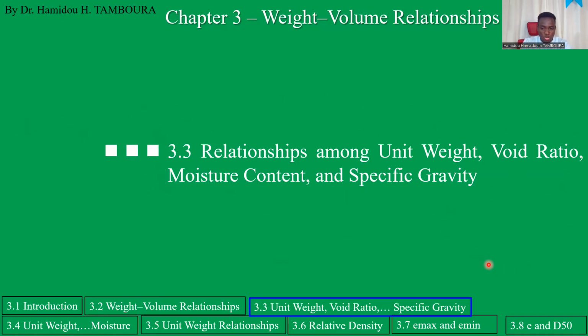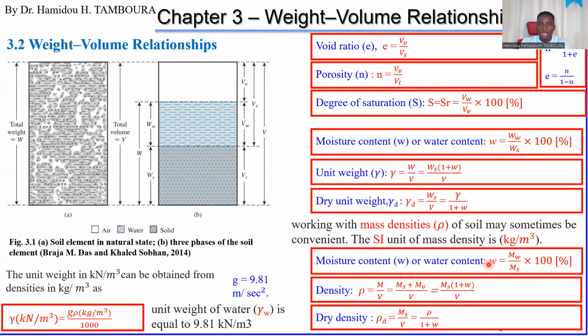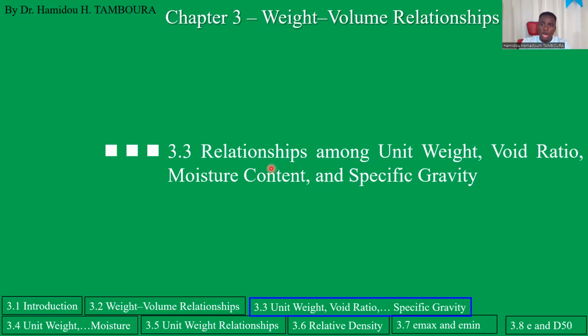You remember void ratio also, of course. Okay, let me go back. Here, void ratio is this. You need to remember that. Porosity is this. You need to remember that. This degree of saturation, moisture content, unit weight, dry unit weight. But I'm talking about this. The following section is about this one. Mainly, it means if you have unit weight, if you have a void ratio, how you will use it to obtain many other parameters.